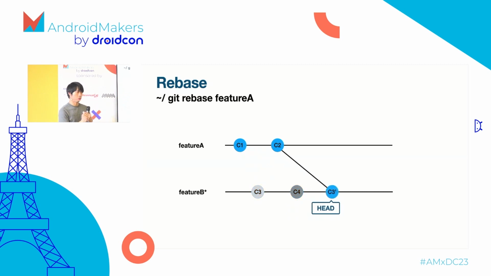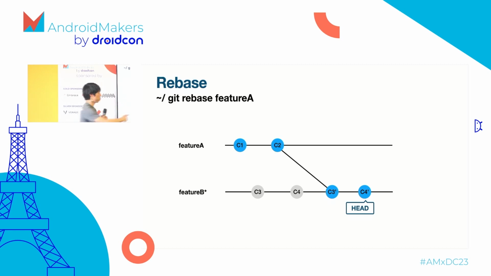Let's copy the C3, the commit 3. So you can see commit 3 single quotes. It's a copy on the top of the commit 2. And then you take the commit 4, C3. So now you have just one line. You don't have this spaghetti. So the history is super clean. It's like commit 4, commit 3, commit 2, commit 1.